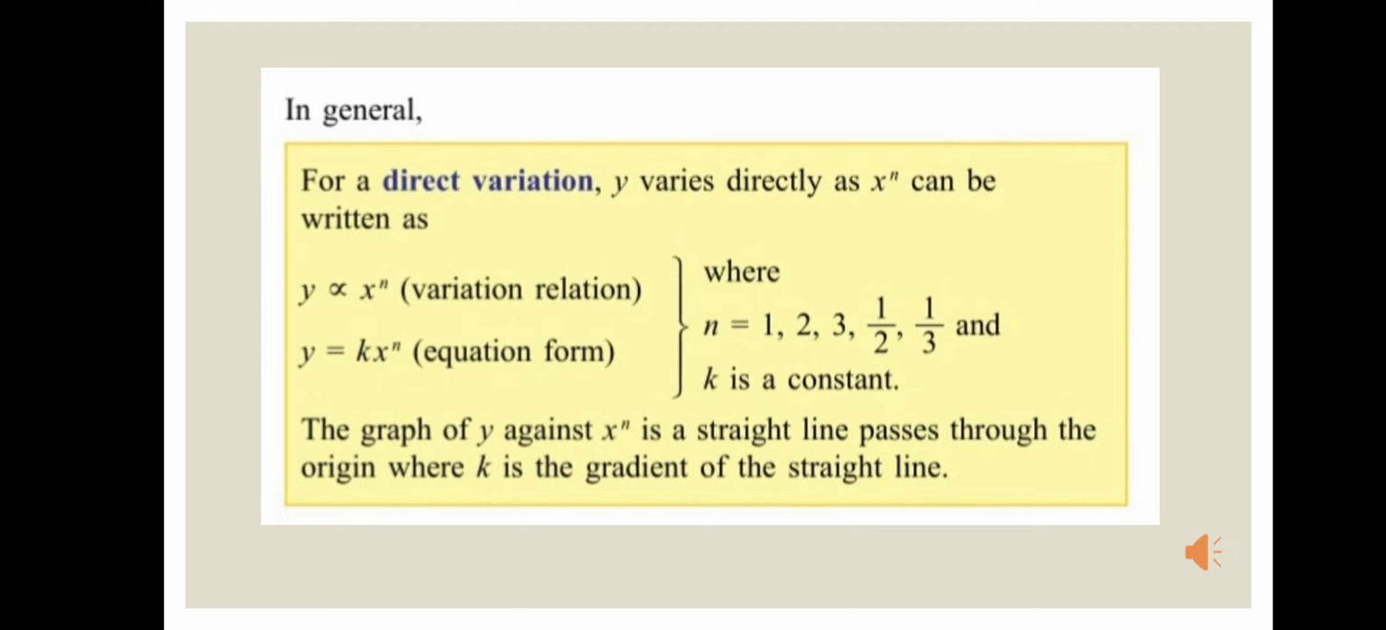In general, for a direct variation, y varies directly as x to the power of n can be written as y alpha x to the power of n in variation relation, whereas y equal to kx to the power of n in equation form, where n equal to 1, 2, 3, half, 1/3, and k is a constant. The graph of y against x to the power of n is a straight line that passes through the origin where k is the gradient of the straight line.